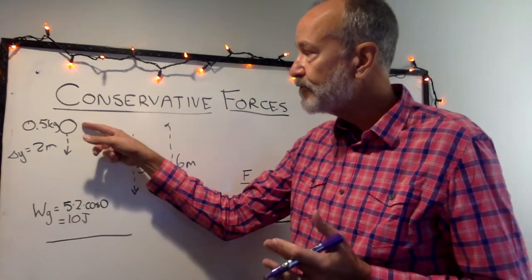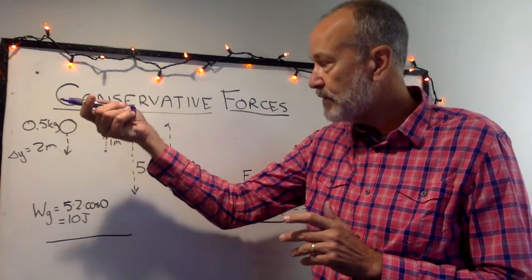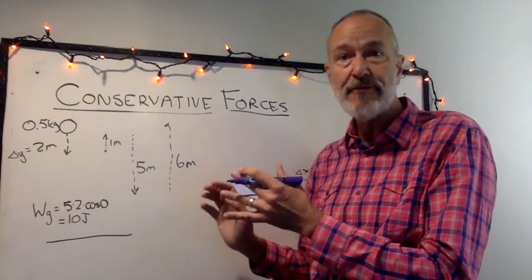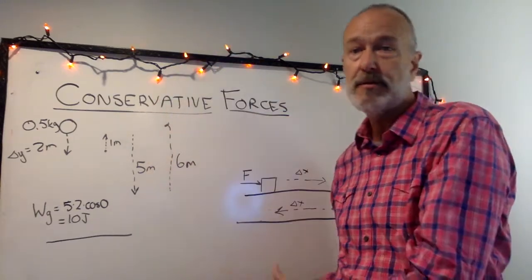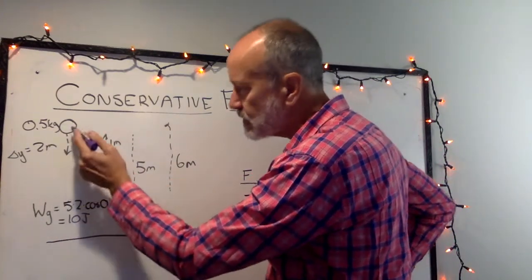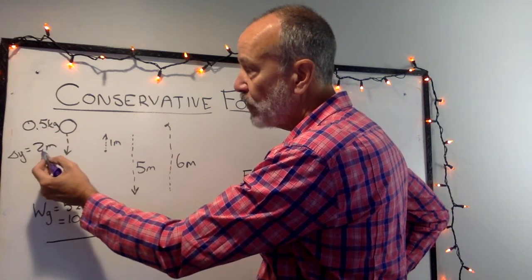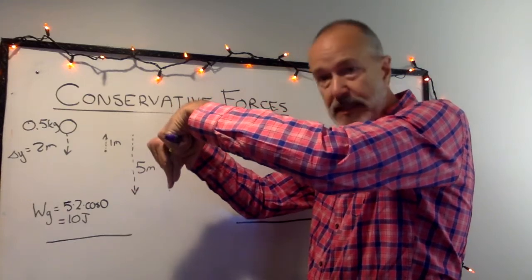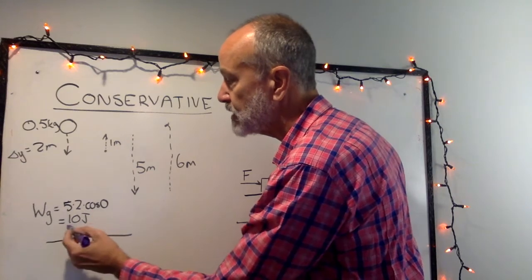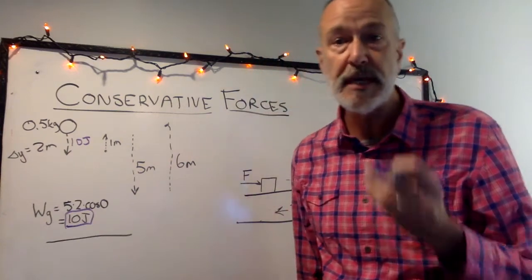I've got a ball here, and I just lower the ball 2 meters, and then I raise it 1 meter, then I lower it 5 meters, and then I raise it 6 meters. Let's look at the work done by gravity while I was moving the ball around. The ball has a mass of 0.5 kilograms. If I move it down 2 meters, the force of gravity is 5, delta y is 2, the angle in between is 0, so you end up with 5 times 2 times cosine of 0, which is 10 joules. So the work here is positive 10 joules done by gravity.